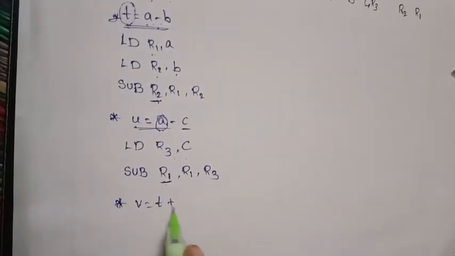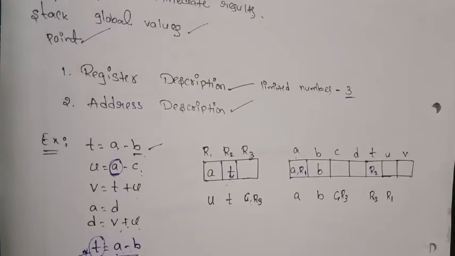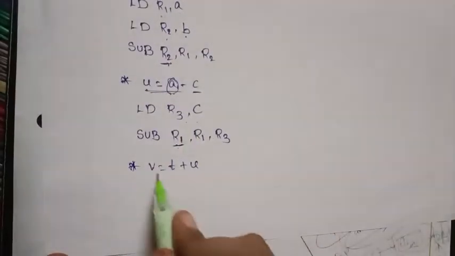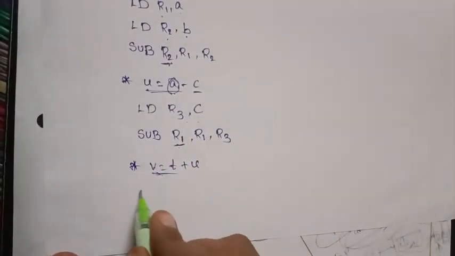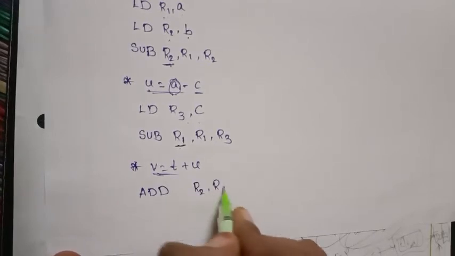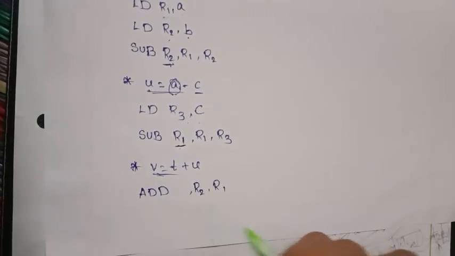V equals T plus U. Already what we have guys? T is stored in the R2 register. U is stored in the R1 register. Directly I am considering that add R2 comma R1. Now where do I need to store this guys?